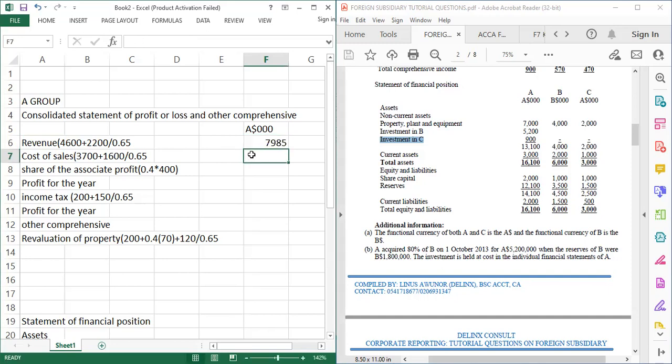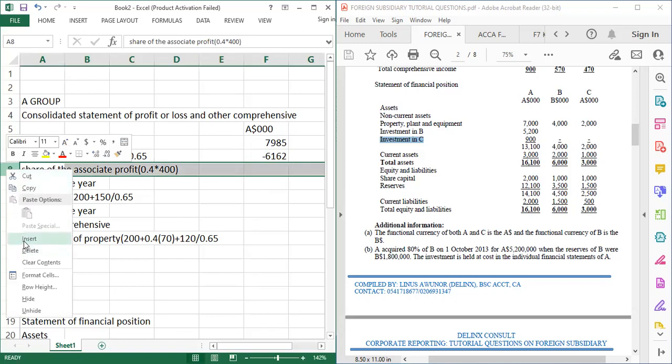Okay. Let's now count to the cost of sales. 1,006 divided by 0.65. What are we getting? 2462. Let's add it to the parent figure, 3,700. That gives 6,162. Okay, so this is the cost of sales. We subtract. Oh, let me show my gross profit. I'm not showing my gross profit.